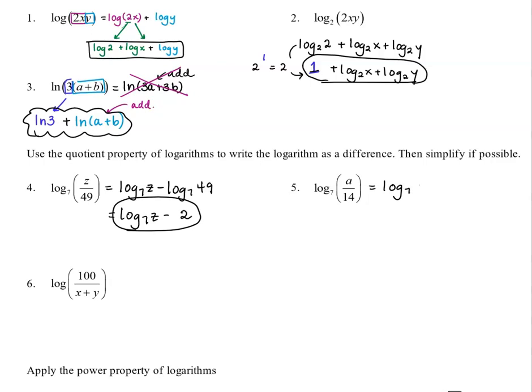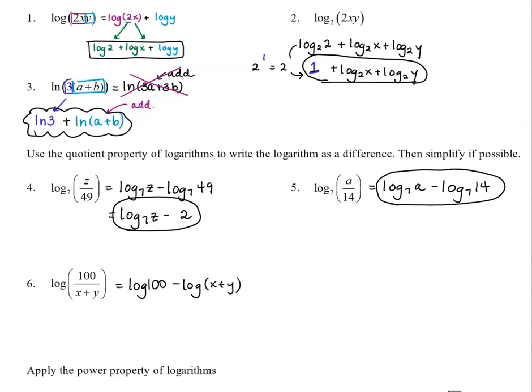Example 5 is going to be very similar. We're going to have log base 7 of a minus log base 7 of 14, but we cannot simplify this one because 14 is not a power of 7. It is a multiple of 7, but it's not a power of 7. In example 6, we're going to have log of 100 minus log of x plus y. Notice that whatever was in the numerator is inside the first log, the log that is positive, and whatever was in the denominator is inside the second log, the log that is negative.